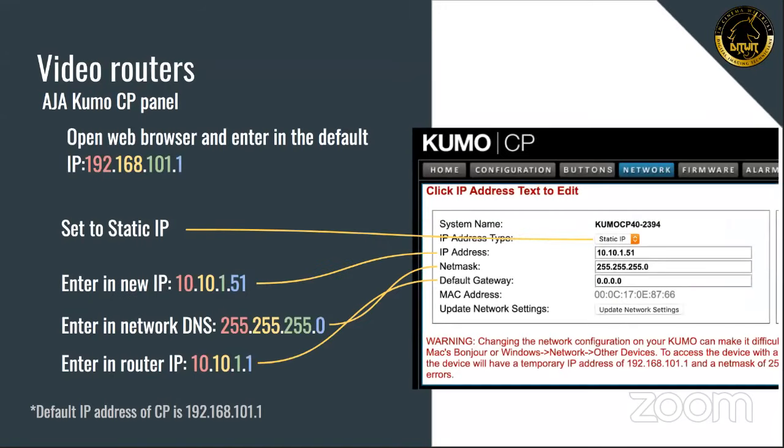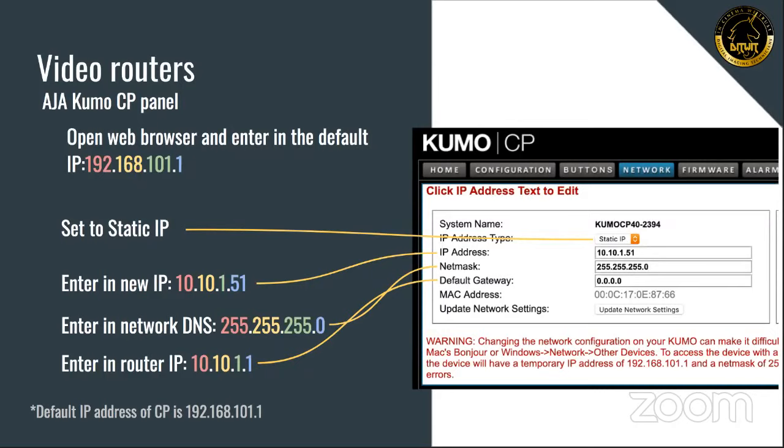You're going to do pretty much the exact same setup, but make sure that you give it a different IP address. So the Kumo with all the BNC connectors is .50. The control panel, the CP, is .51. And then you can see the MAC address there.